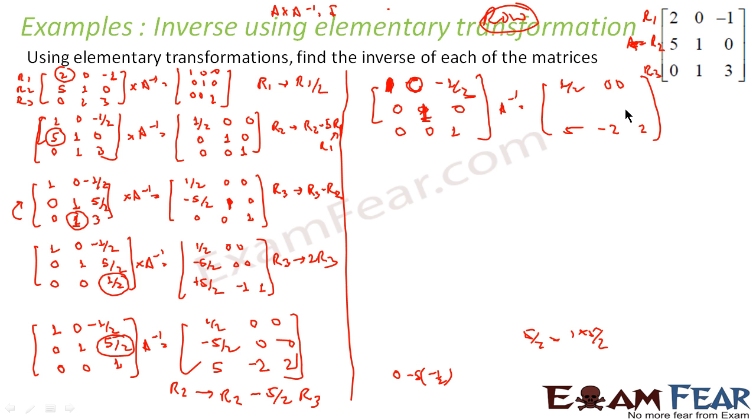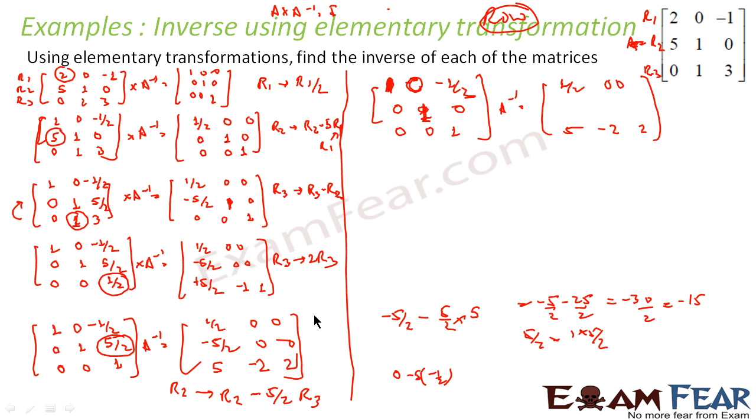Second row is nothing but R2 minus 5 by 2 R3. So this is 0 minus 5 by 2 into R3. So if you see, this guy currently is minus 5 by 2. This is nothing but minus 5 by 2 minus 5 by 2 into R3. R3 is 5. This is nothing but minus 5 by 2 minus 25 by 2. That is minus 30 by 2, that is minus 15.